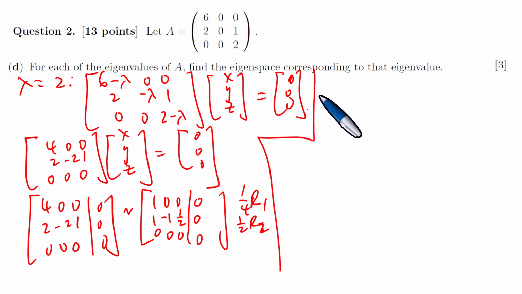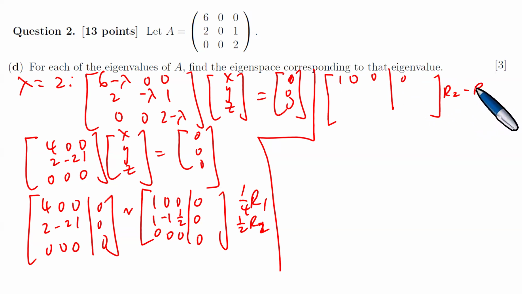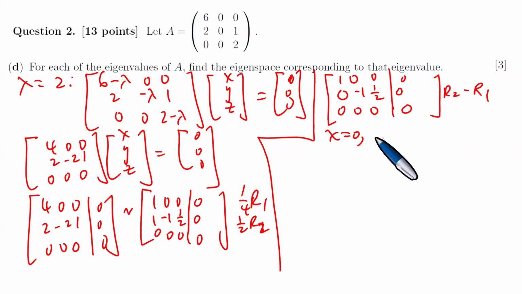What do we have here? It doesn't matter what you do, but the reduced echelon form is what we desire. This one is already 1, 0, 0, so the first row is perfect. Here you have row 2 minus row 1, 0, and then minus 1, 1/2, 0, and 0, 0, 0, 0. So x is 0. This is already in reduced echelon form.